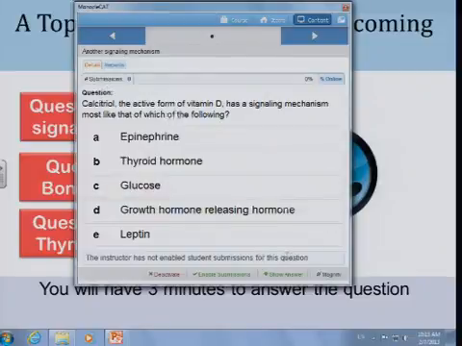So calcitriol, the active form of vitamin D, is a signaling mechanism most like that of which of the following?